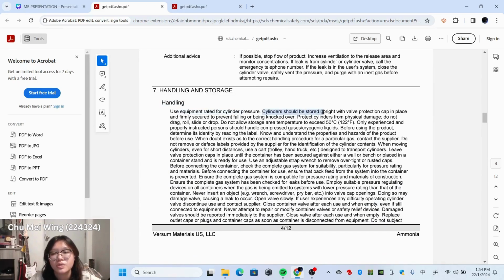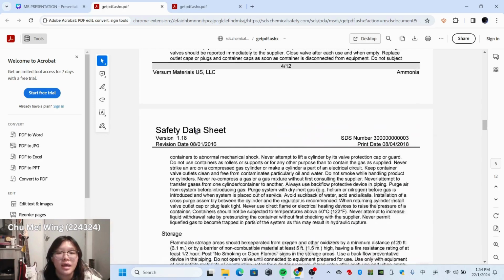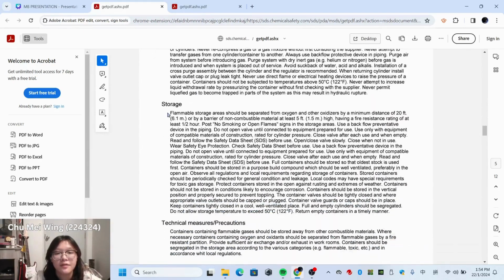Cylinders should be stored upright with the valve protection cap in place and firmly secured to prevent falling or being knocked over. For the storage part, flammable storage areas should be separated from oxygen and other oxidizers by a minimum distance of 20 feet or by a barrier of non-combustible material at least 5 feet high.